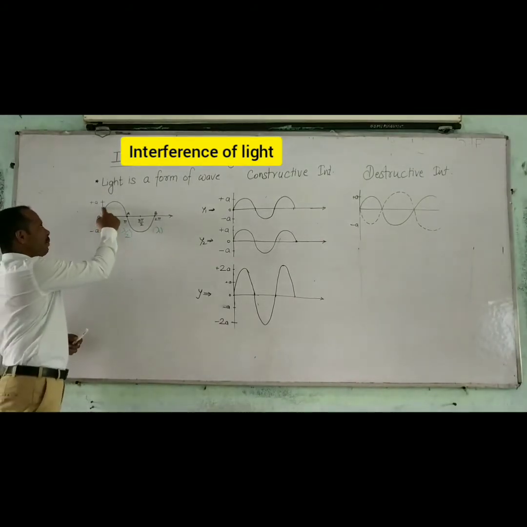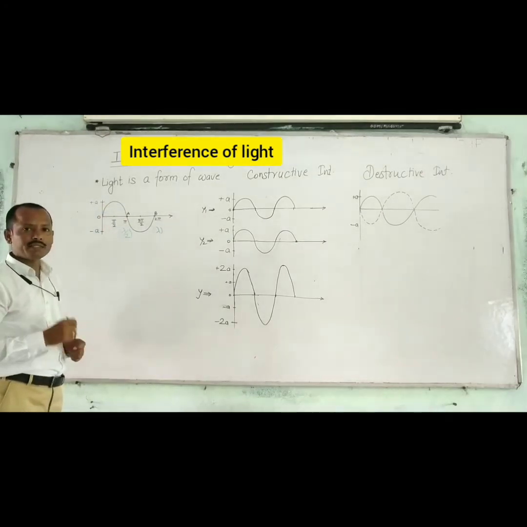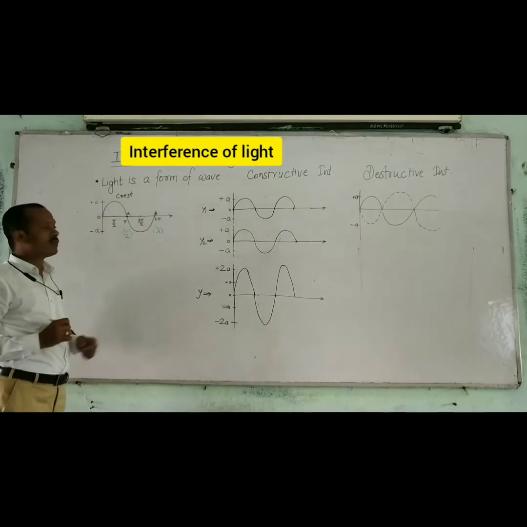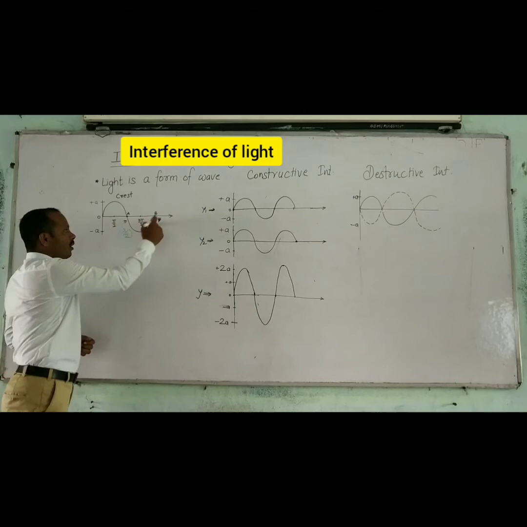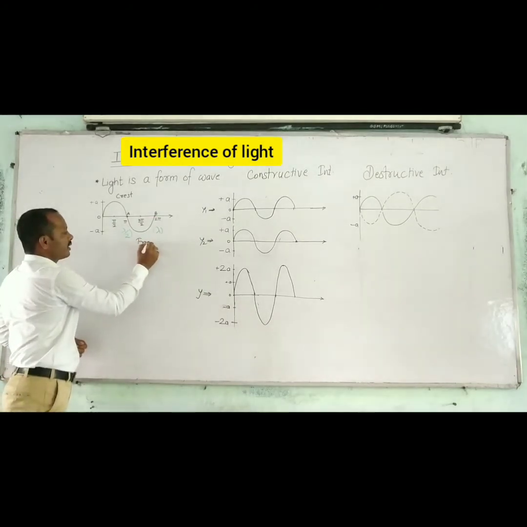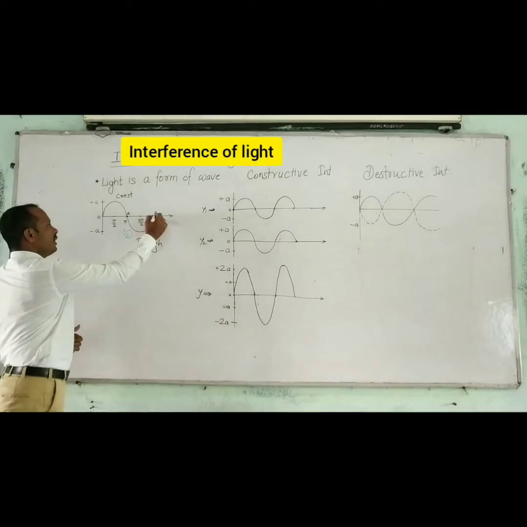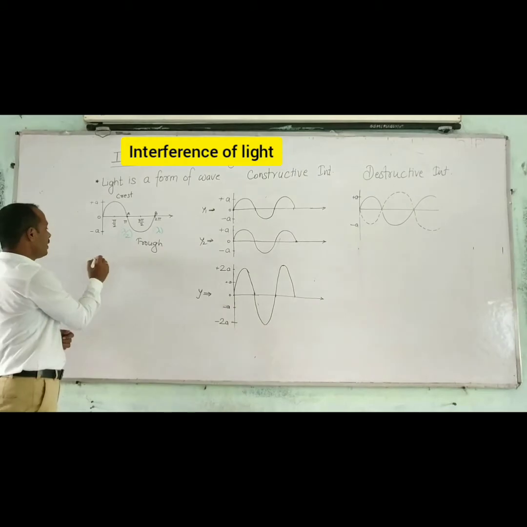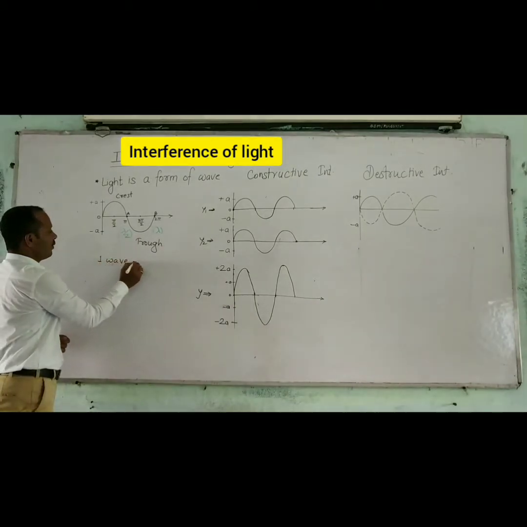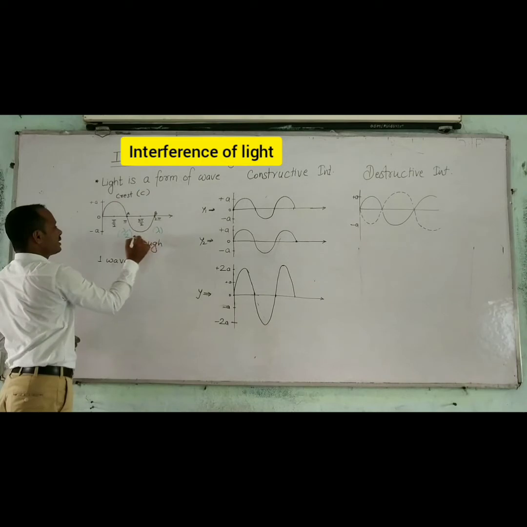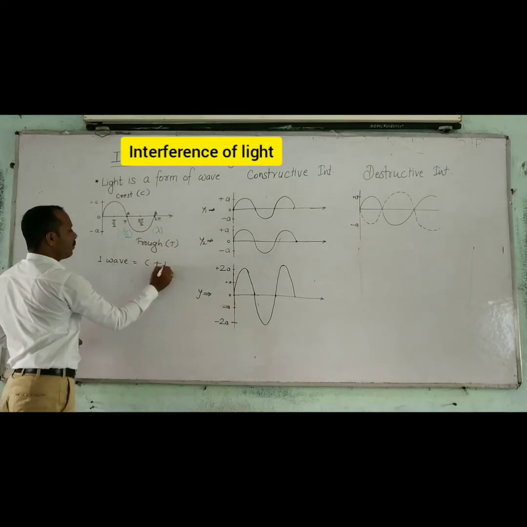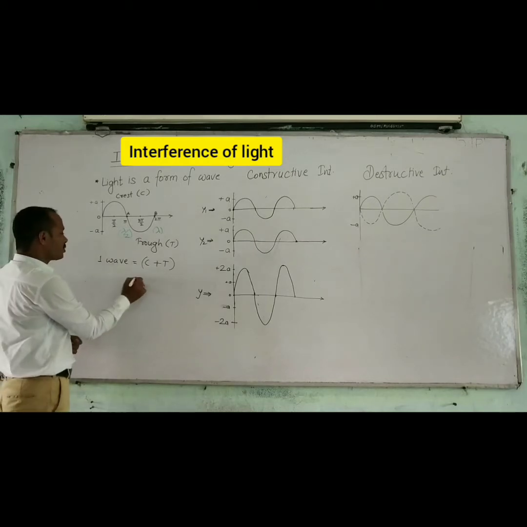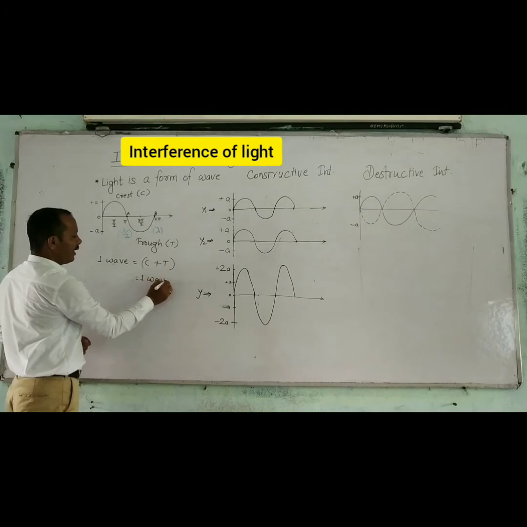We know that this part of the wave is known as the crest. This convex part of the wave is known as the crest, while this concave part of the wave is known as the trough. With the addition of one crest and one trough, we get one wave. C for crest, T for trough, therefore C plus T gives one complete wave, and the distance is also known as one wavelength.